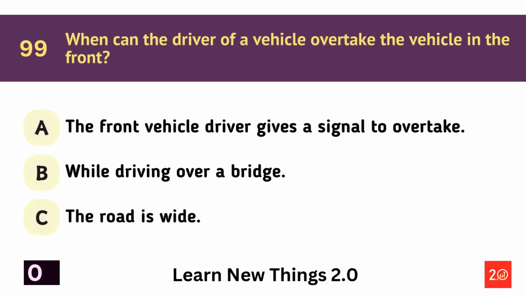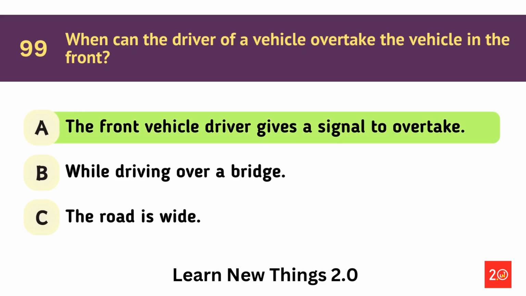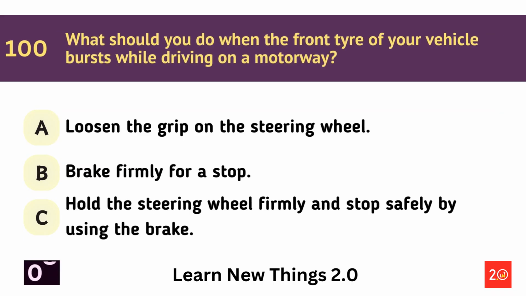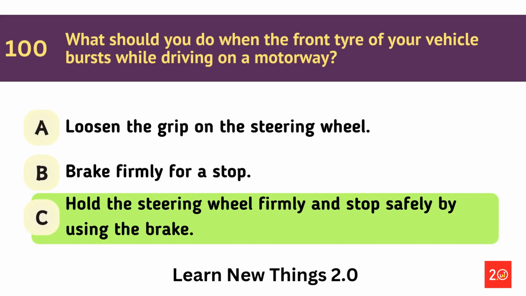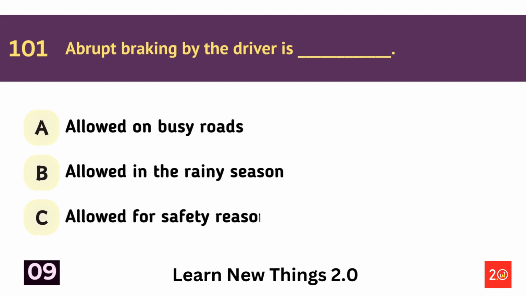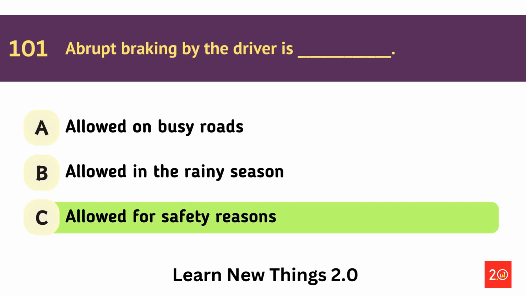When can the driver of a vehicle overtake the vehicle in the front? The front vehicle driver gives a signal to overtake. What should you do when the front tire of your vehicle bursts while driving on a motorway? Hold the steering wheel firmly and stop safely by using the brake. Abrupt braking by the driver is allowed for safety reasons.